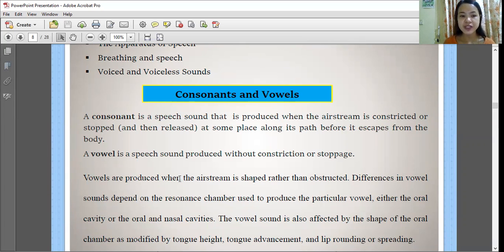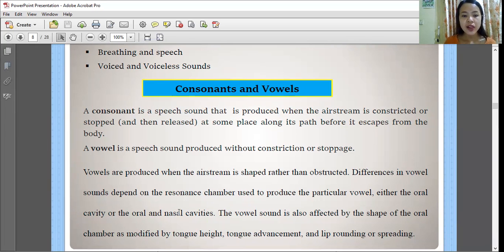Differences in vowel sounds depend on the resonant chamber used to produce the particular vowel, the oral cavity or oral and nasal cavities. The vowel sound is also affected by the shape of the oral chamber as modified by tongue height and tongue advancement, and lip rounding and spreading.